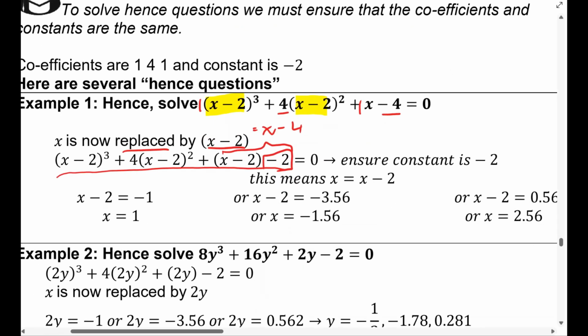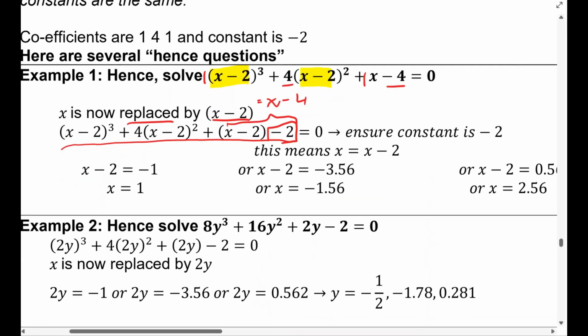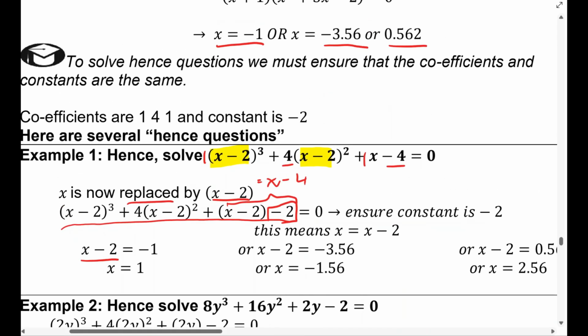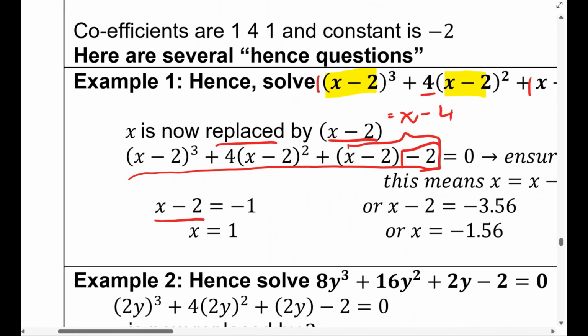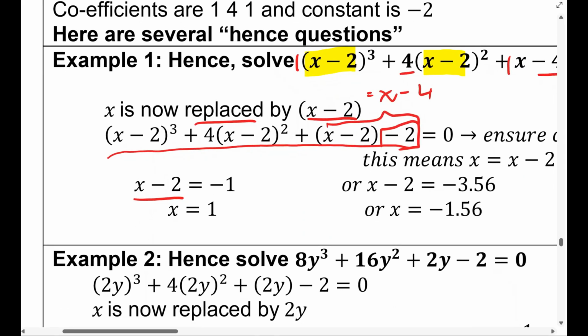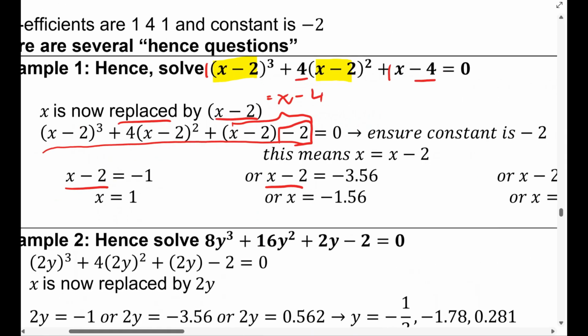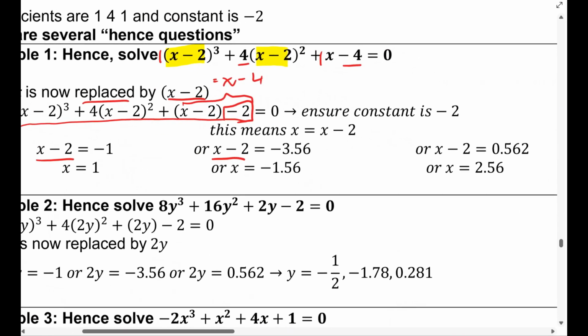So now that you know that all the x is replaced by x minus 2, you will just let your answers equate to x minus 2 instead of x. Because when you solve, you're solving for x equals y, x equals y, x equals y. But since now your x is replaced by x minus 2, instead of x equals what, it will be x minus 2 equals what. So x minus 2 equals minus 1, x minus 2 equals minus 3.56, and x minus 2 equals 0.562. Then you carry the 2 over, it will become minus 1 plus 2, which gives you 1. Then do the same for the rest, just carry the 2 over, and you will get your new answers.